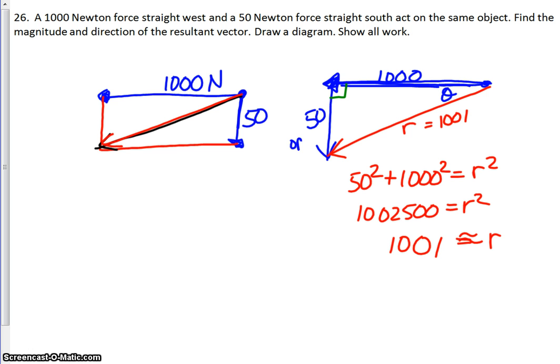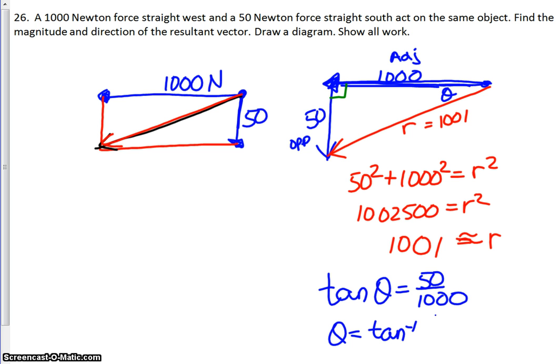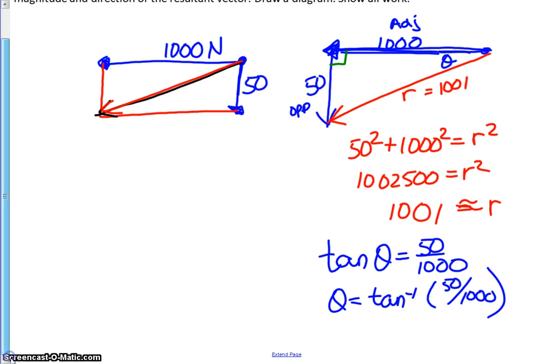For that angle, this is my opposite side, and this is my adjacent side. So I'd be looking at the tangent of my angle equals my opposite over my adjacent. So to find that angle, we're going to go with the tangent inverse of that 50 over 1,000. Okay? Tangent inverse of 50 divided by 1,000. I got 2.8 degrees. So the degrees there would be about 3 degrees that I was looking at.